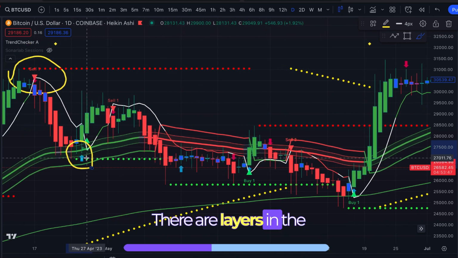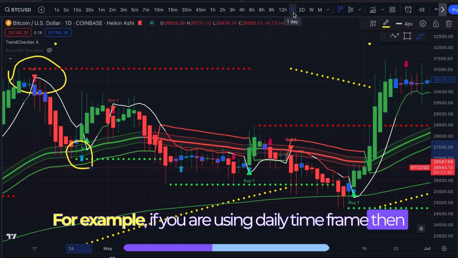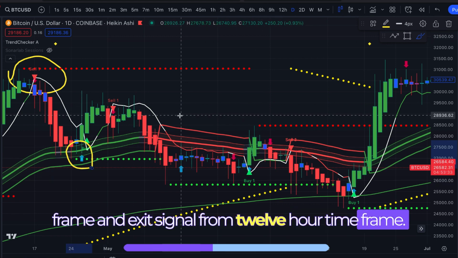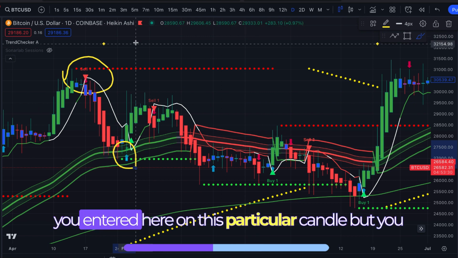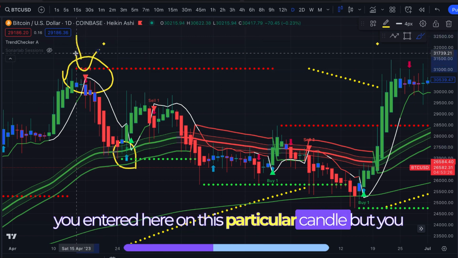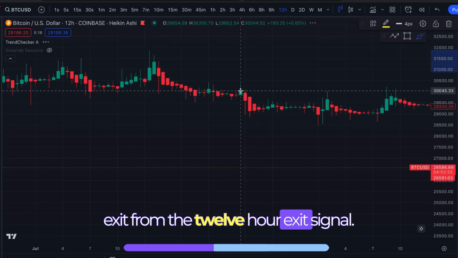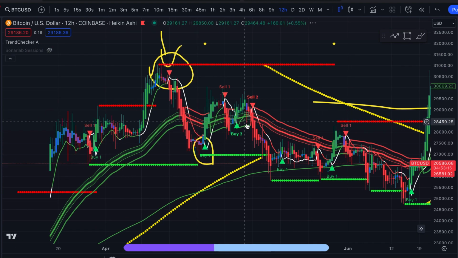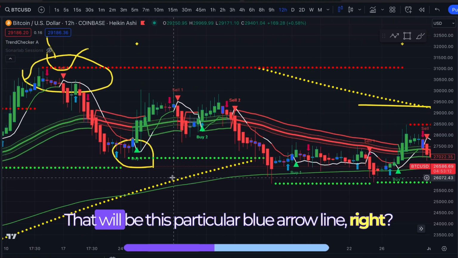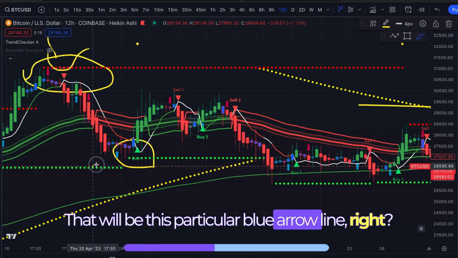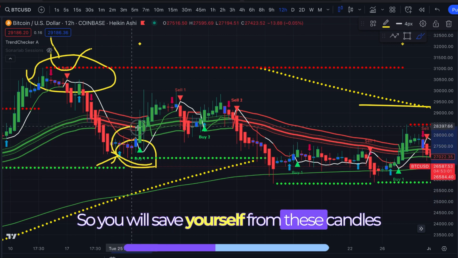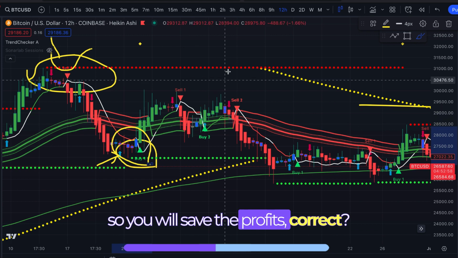Right? There are layers in the Trendchecker, layers under layers, layers under layers. For example, if you are using a daily time frame, then you can use entry signal from daily time frame and exit signal from 12-hour time frame. For example, if you see on daily time frame, you entered here, right, on this particular candle, but you exit from the 12-hour exit signal, that will be this particular blue arrow line. Right? So you will save yourself from these candles, so you will save the profits. Correct?